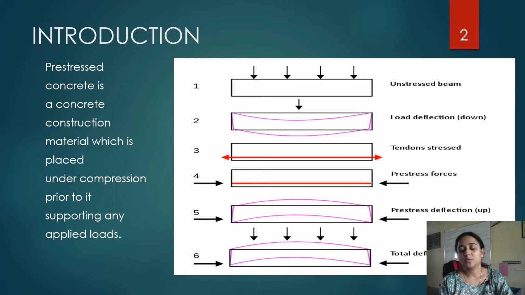While we have cut the tendons, the pre-stressing force is applied, and because of that pre-stressing force there will be a deflection, which we call the pre-stress deflection. The pre-stress deflection is occurring in the upward direction. In the sixth diagram there is the total deflection of the beam, or total pre-stress deflection of the beam.